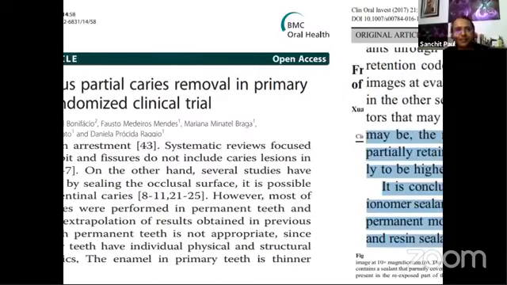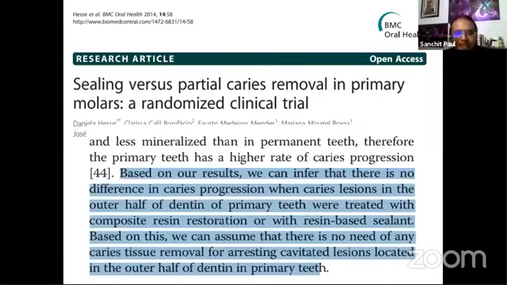Now, one interesting study in BMC Oral Health 2014 highlighted that if the caries progression is only in the outer half of the dentine and it is not cavitated or very minimally cavitated, we actually don't need to remove any of the caries tissue and can use only a resin-based or a GIC-based sealant, in comparison to trying to treat the tooth with a composite resin restoration. So that is a very interesting takeaway from this presentation about the sealant.